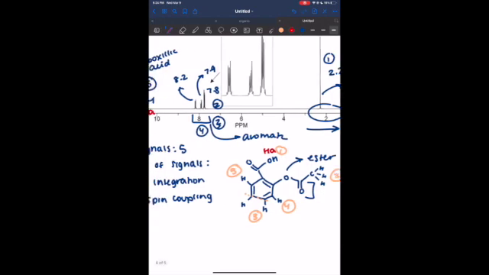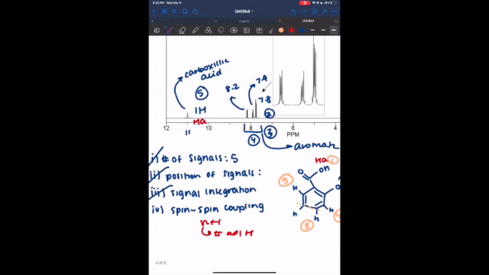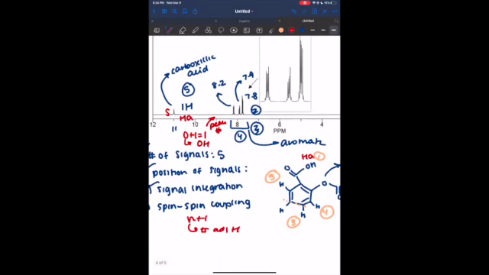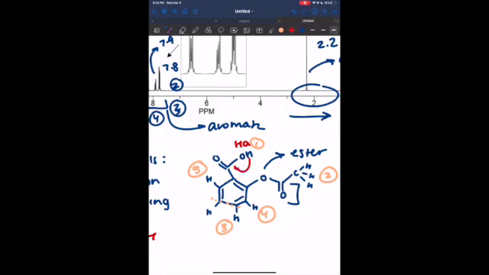So HA, using the n+1 rule, n being the number of adjacent hydrogens, we know that since it is a singlet, which corresponds to 1 peak, 0 plus 1 equals 1. This one being the number of peaks, this one again being n. So we know that there's going to be 0 adjacent hydrogens in this carboxylic acid. So if we look over, we can see that there is no adjacent hydrogen, so that is all set.